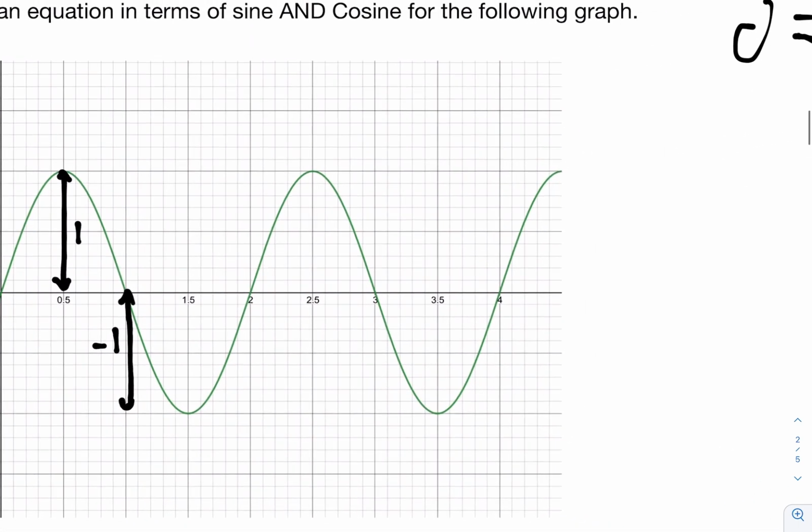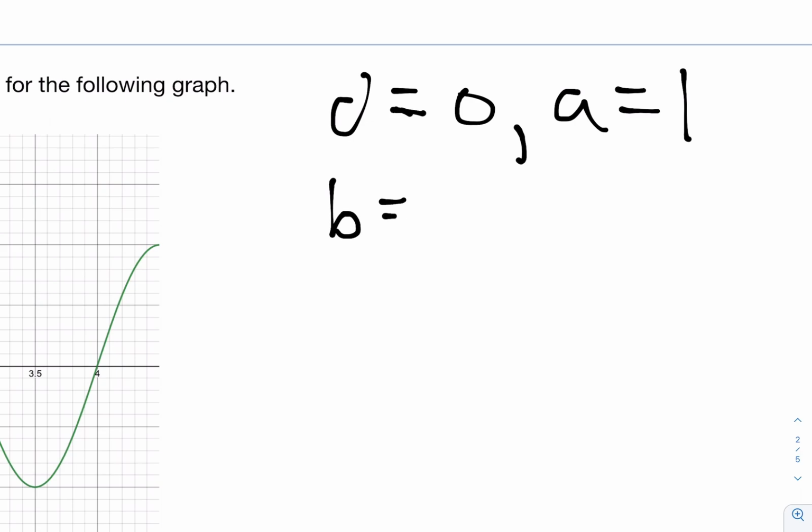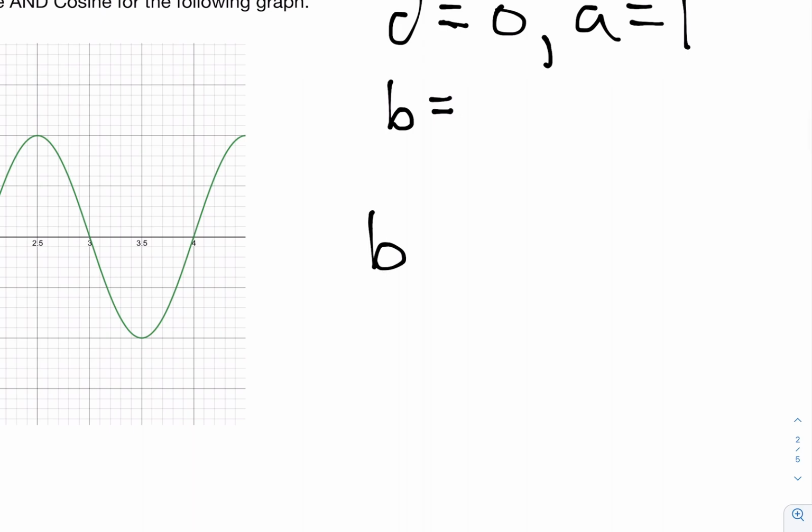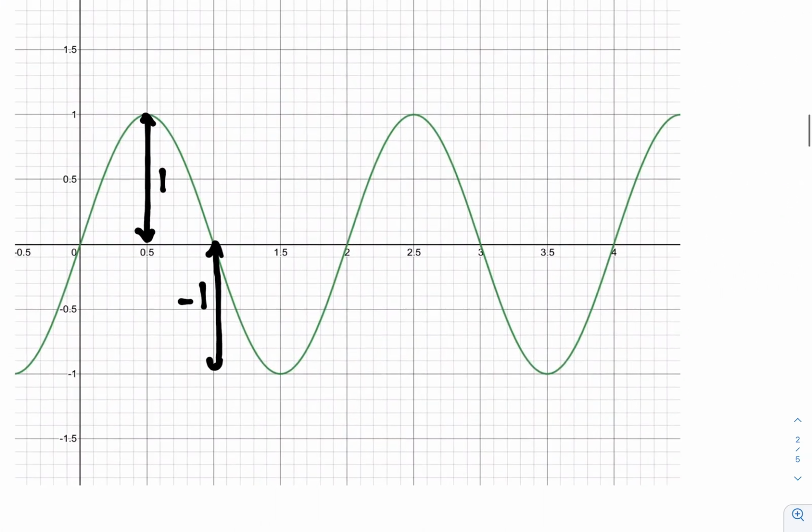Now let's do B. What's our B value? Well, the B value is going to be equal to 2 pi, that's typically the period of a sine or cosine graph, divided by what the period actually is. The period of a sine or cosine graph is just from one peak to another, or one midpoint to the second next one, or one trough, one lowest point, one minimum to the next.